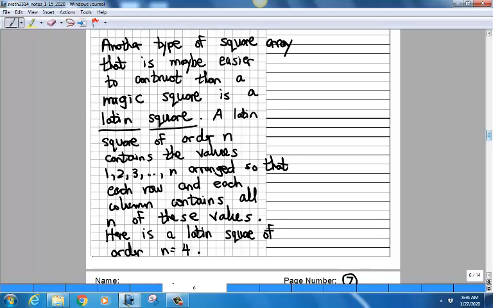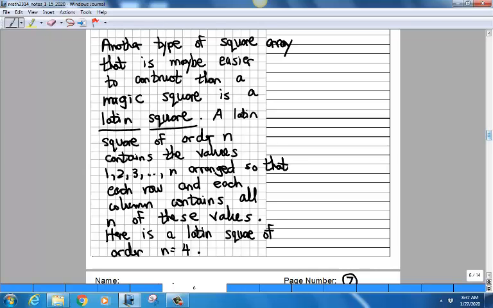Not with all of the integers 1 to n squared like you do on a magic square, but you fill up the rows and columns just with the numbers 1 to n. So, for instance, if you were building a 5 by 5 Latin square, you would fill all the squares with the numbers 1, 2, 3, 4, and 5. So you're going to repeat values. But you want to do it in such a way that each row and each column will contain all of these values, 1 to whatever the order of the Latin square is.